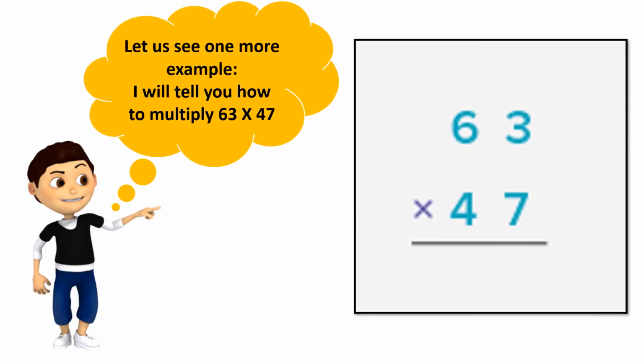Now let us take one more example. 63 into 47. 63 is my multiplicand and 47 is my multiplier. So let's see how to proceed with the calculation.